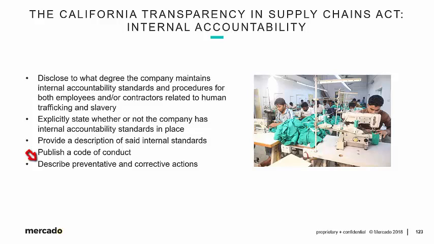And of course, describe preventative and corrective actions, because eventually a U.S. importer is going to discover some violations. What can we do to proactively prevent those violations in the first place? But when we discover them, what are the specific corrective actions that are going to be taken? That is internal accountability.